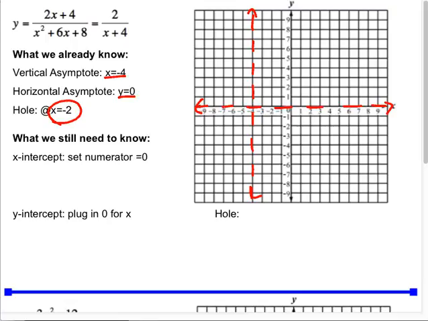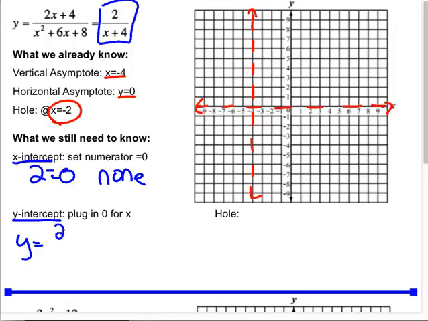All right, so what we still need to figure out, we need some points. So we need the x-intercept, so set that simplified numerator equal to 0. Well, this is another one of those circumstances that you actually don't have an x-intercept then, because 2 will never equal 0. So I don't have an x-intercept. And to find the y-intercept, I plug in 0 everywhere for x, which equals 0.5. So my y-intercept is at 0.5. So about right there.